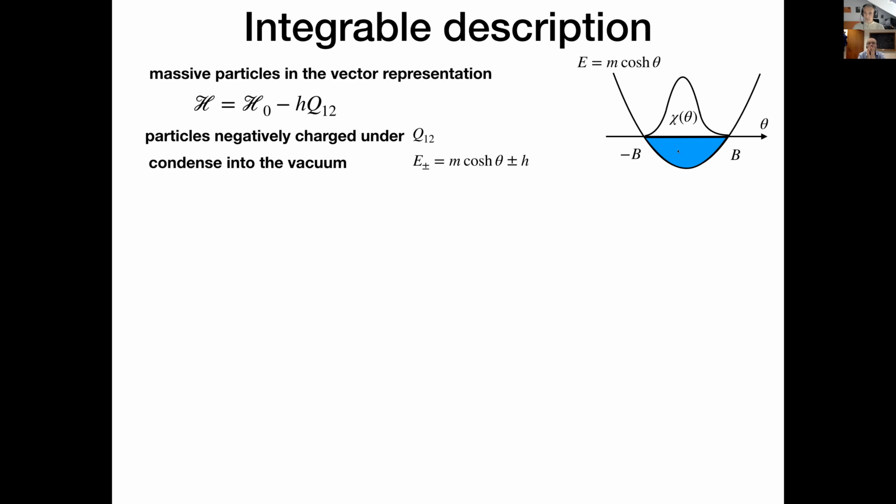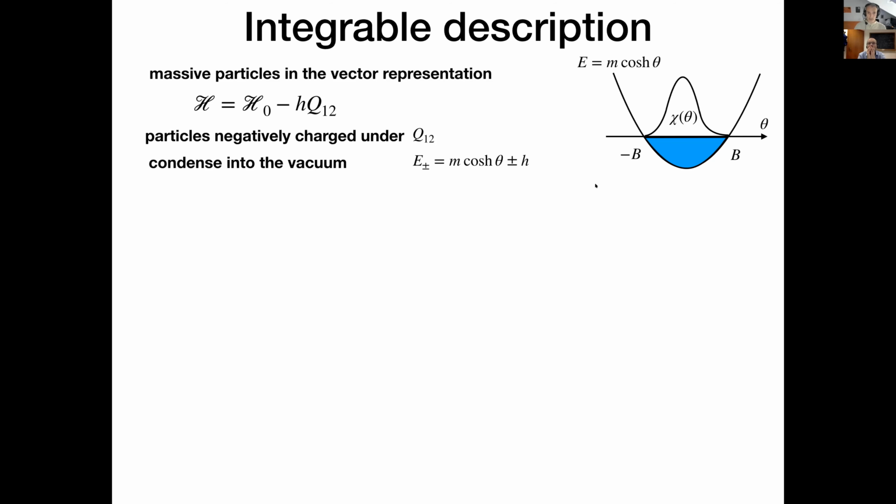But they are fermions, so they cannot occupy the same state. So you will have a distribution of particles, whose density I denote by chi of theta, which fills an interval between minus B and B, and this B depends on the magnetic field. So this is the structure of the ground state, and we would like to describe it.